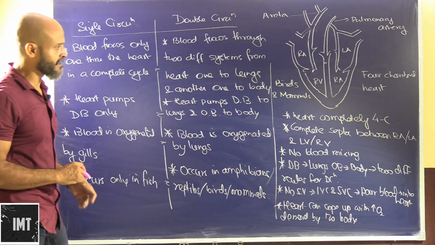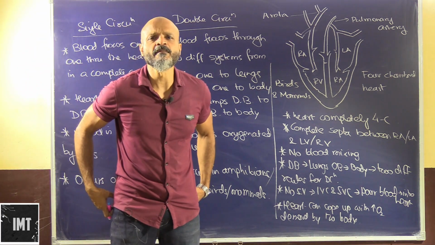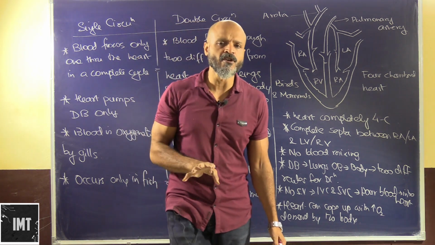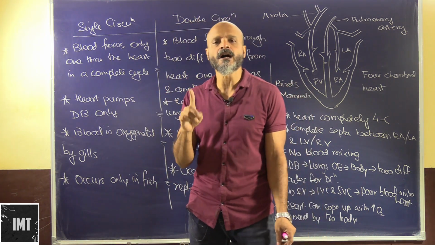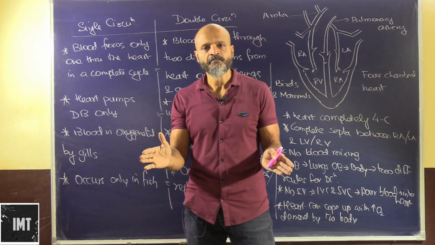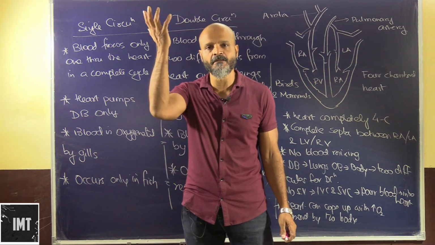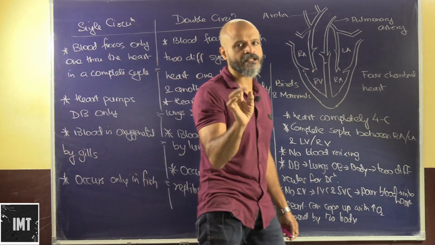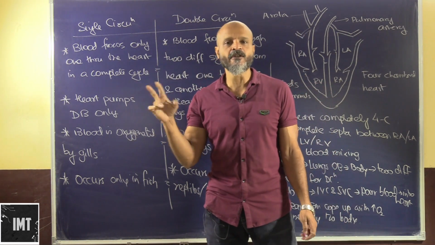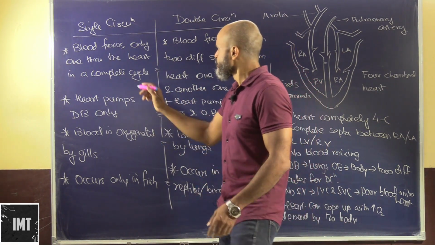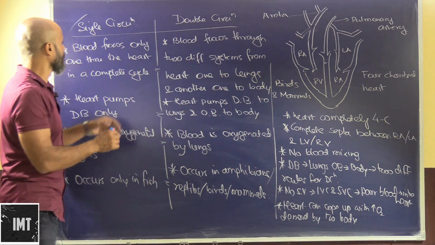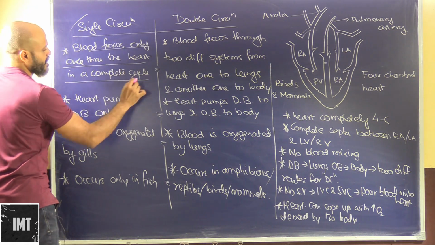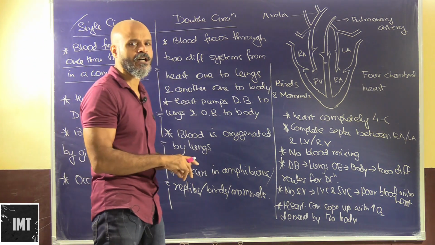As we have seen, only fishes have single circulation, in which the blood which is supplied to different organs of the body crosses through the heart only once. In the fishes it passes on to the gills. The heart is just pumping the blood. The only mechanism out here is pumping the blood. It's the gills where the oxygen exchange takes place. So in single circulation, blood flows only once through the heart in a complete cycle.